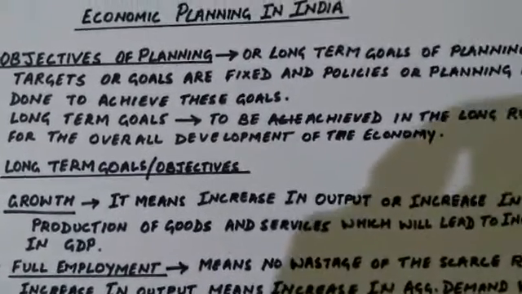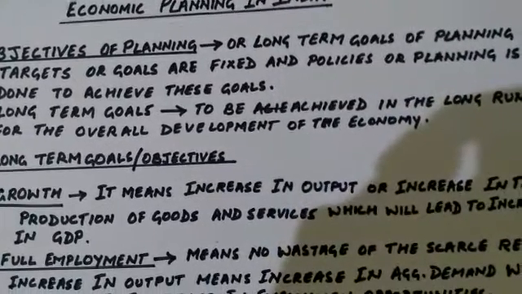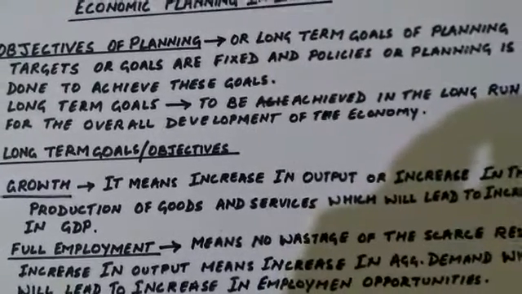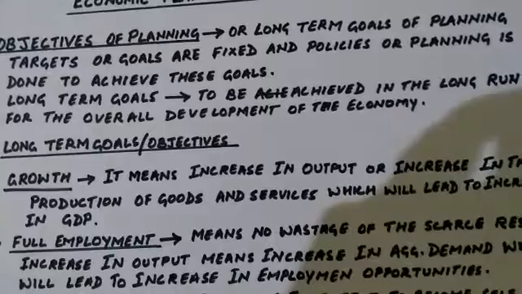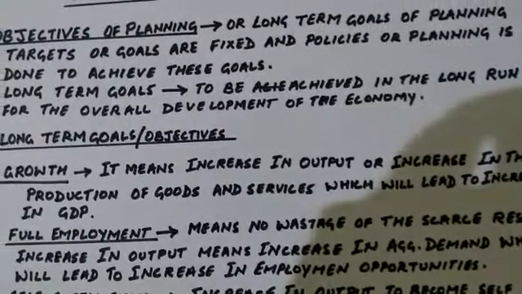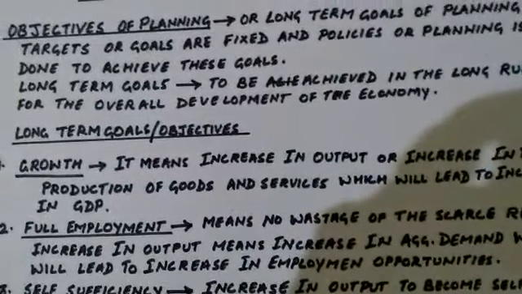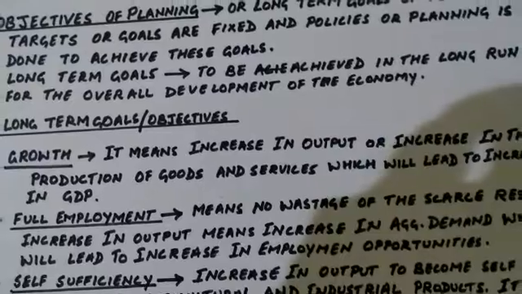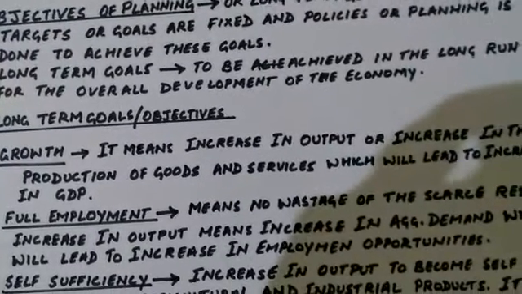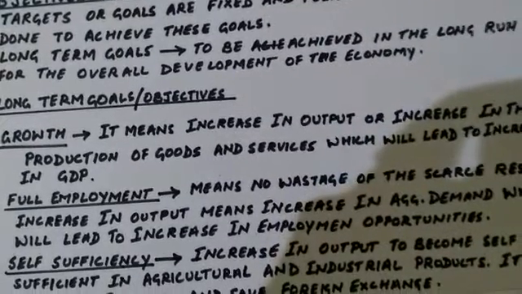Now, the difference is that the short-term goals are set according to each plan and they have a fixed time period to be achieved. But these long-term goals are for the overall development of the economy and they do not have any fixed time period to be achieved. They are necessary for the overall development of the economy. Now, some of the long-term goals or objectives of planning are: the first one is growth.